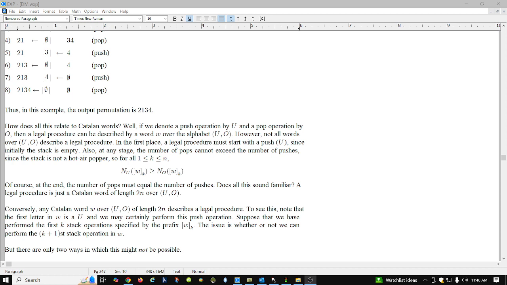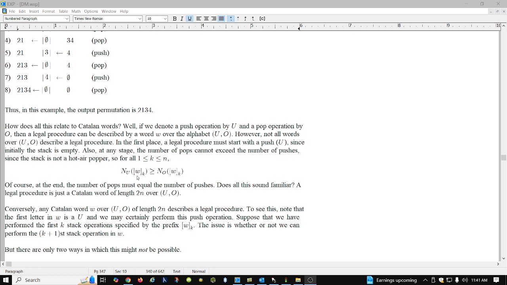In the first place, a legal procedure has to start with a push. So the word has to start with U. Since the stack is initially empty, you can't do a pop operation. Also, at any stage, the number of pops cannot exceed the number of pushes. If you only pushed 5 elements onto the stack, you can't have popped 6 elements off of the stack.